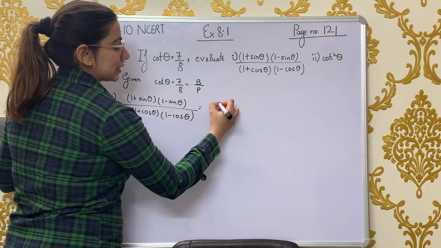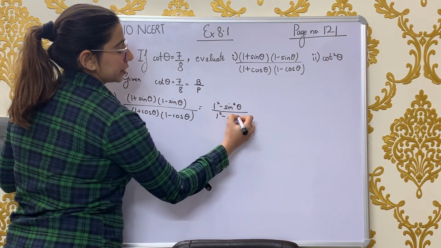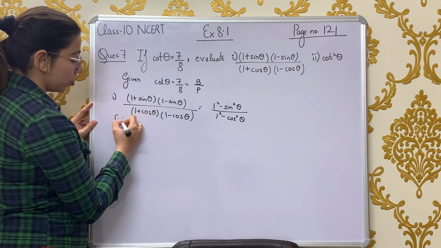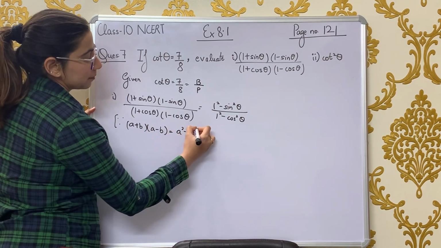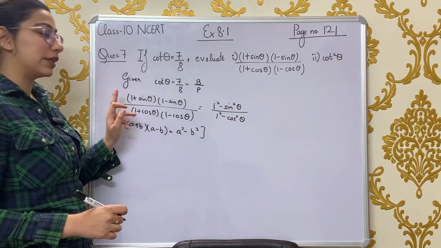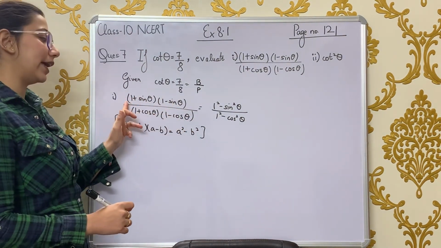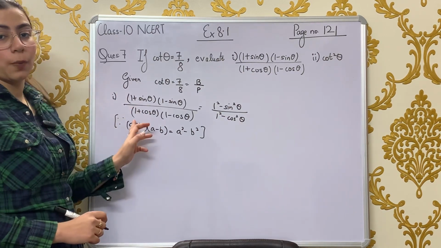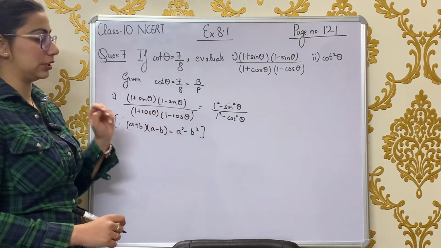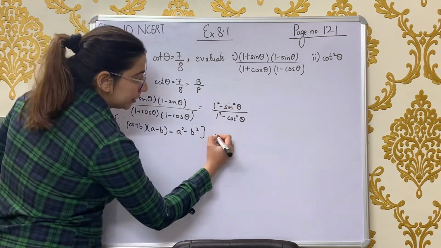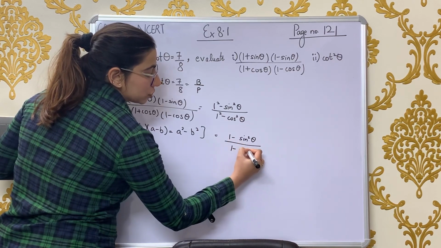We can write these as 1 square minus sine square theta upon 1 square minus cos square theta. How? Because we know (a plus b) into (a minus b) is equal to a square minus b square. In the numerator, we have (1 plus sine theta) into (1 minus sine theta), that is 1 square minus sine square theta, where a is 1 and b is sine theta. In the denominator, we have (1 plus cos theta) into (1 minus cos theta), where a is 1 and b is cos theta. Now, the square of 1 is 1 only. So this is going to be 1 minus sine square theta upon 1 minus cos square theta.